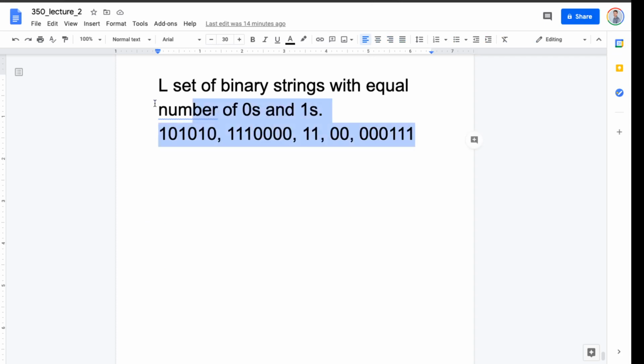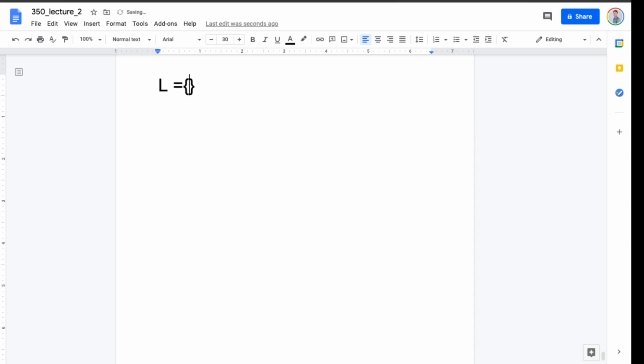Second one, we need to accept a language, which is a set of all binary strings, in the form of W pound W. So what does it mean? I actually saw a couple of students make a mistake there. That means I have any binary string, and then I have a pound sign, and then I have the same binary string.